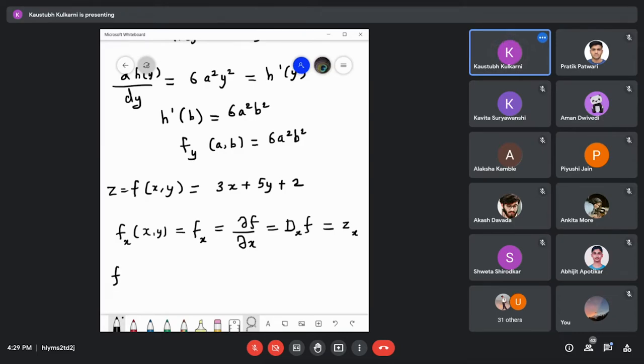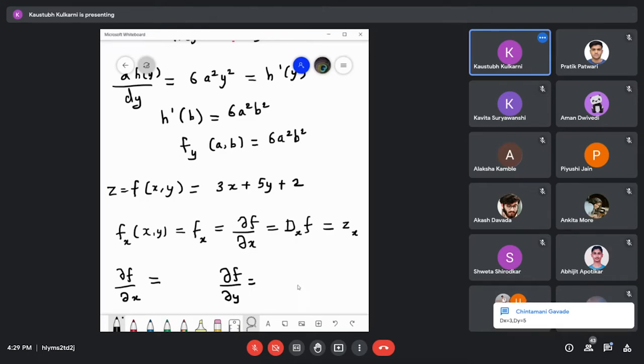Okay, I'll use another notation for a change. Let's say I'll use dou f by dou x. So find dou f by dou x for this function, and dou f by dou y for this function. Okay, dx is 3 and dy is 5. Simple.